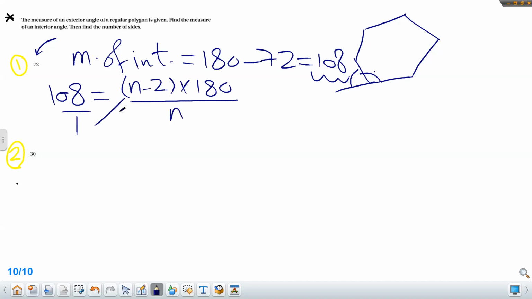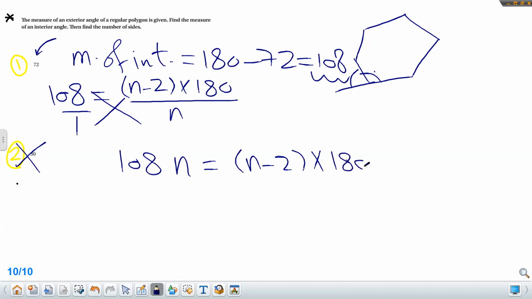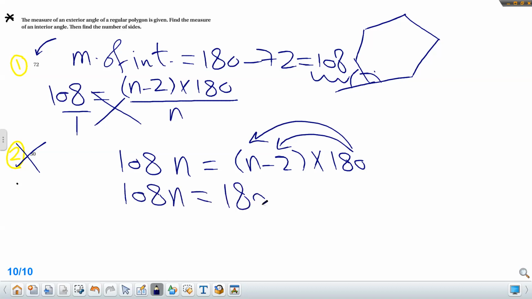Cross multiplication: n times 108 will be 108n. Cancel the number 2. 108n equals 1 times n minus 2 times 180. It will be the same: n minus 2 times 180. You can distribute 180 with n and with 2. Then 108n equals 180n minus 2 times 180, which is 360.